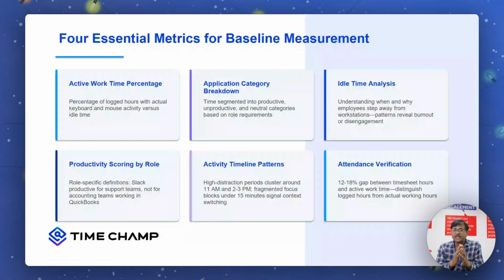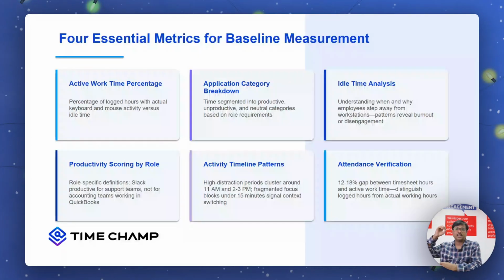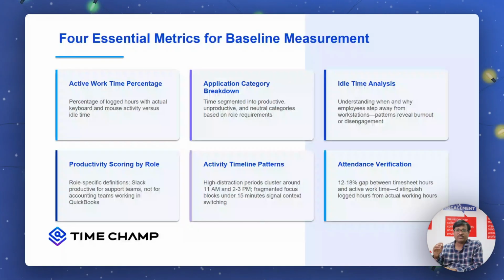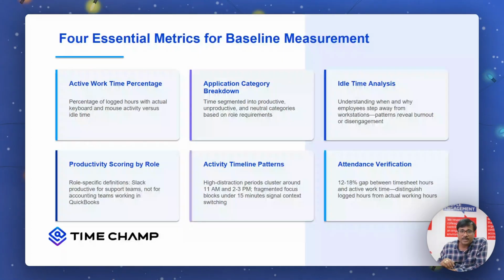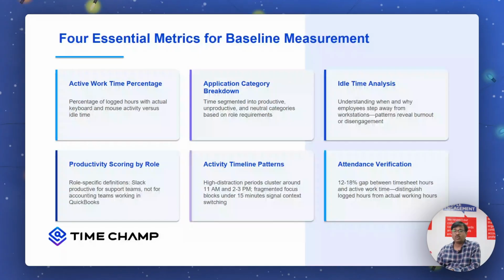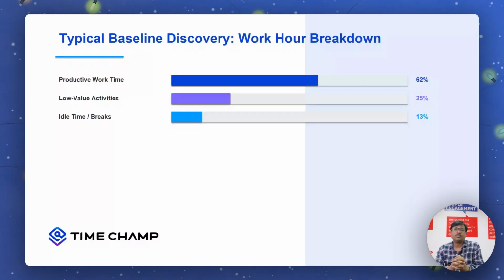Number 1, active work time percentage. This is the foundation. What percentage of logged hours involve actual keyboard and mouse activity versus idle time? Number 2, application category breakdown. This sorts time into productive, unproductive, and neutral categories based on role requirements. Third one, idle time analysis, understanding when and why employees step away from their workstations. And the fourth one, productivity scoring by role and team, which we will explain in detail. Typically, the baseline discovers a work hour breakdown.